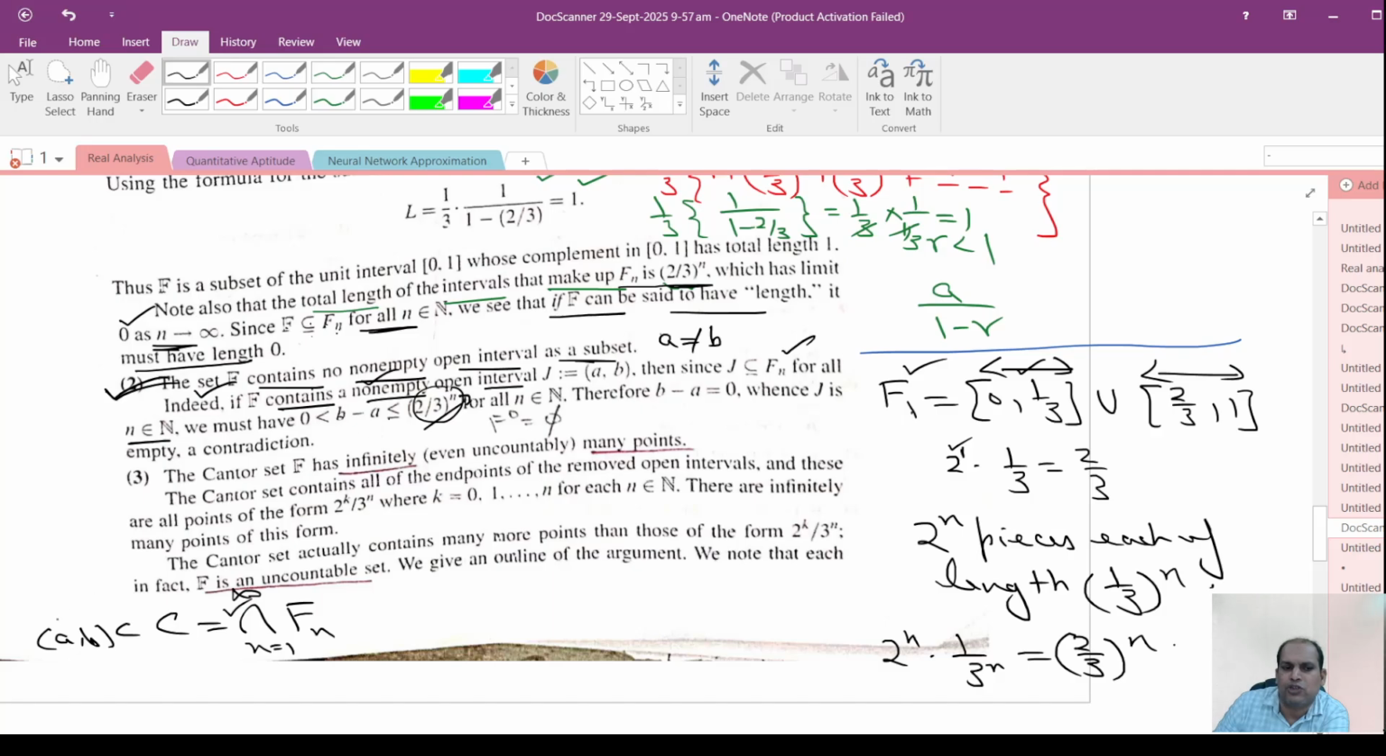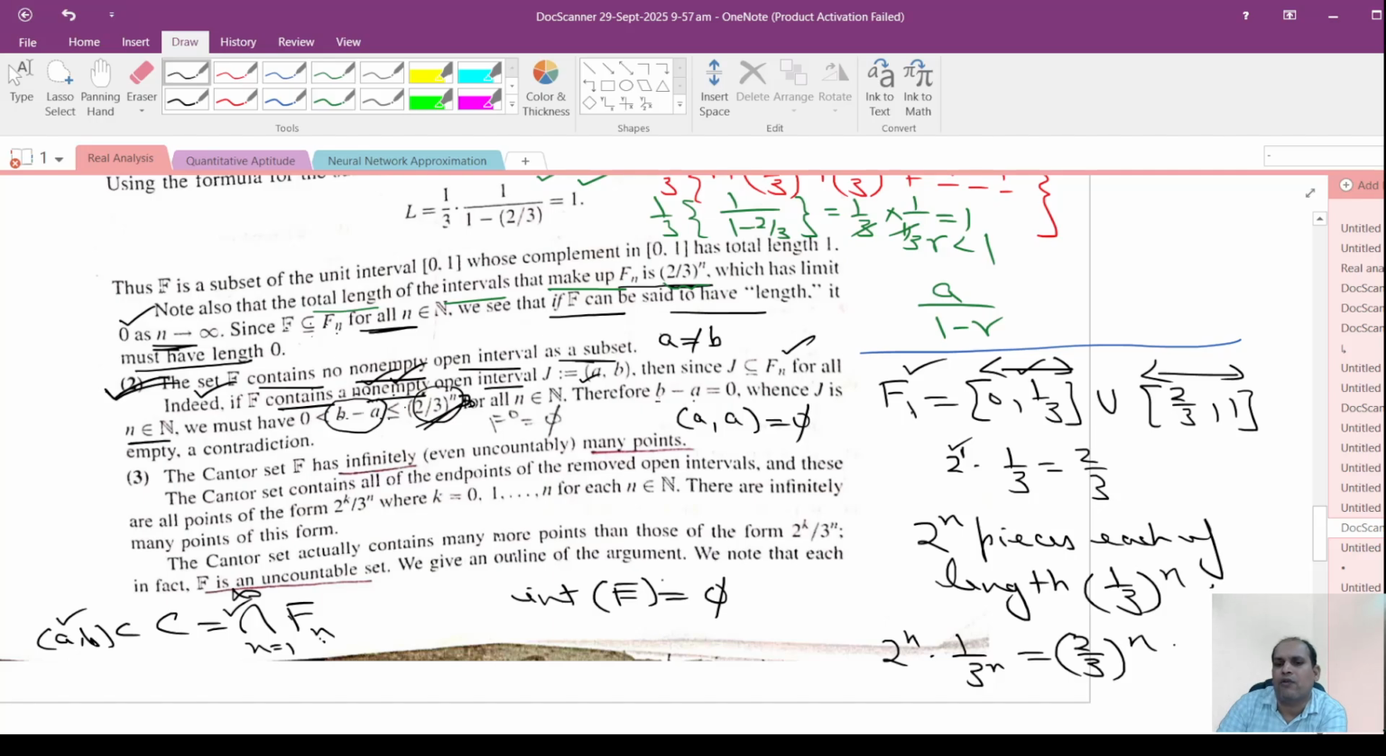So the length of the interval has to be less than or equal to the length of Fn, and this term is tending to 0. From the Archimedean property of R or from the Sandwich theorem, we claim that the length B minus A has to be 0, so B will be equal to A, and that is basically the empty set, but we started from a non-empty interval. We assumed that it contains a non-empty open interval. So this is not possible, and this is the reason why the interior of F closure is equal to phi.